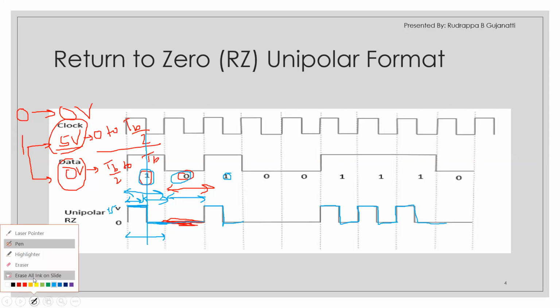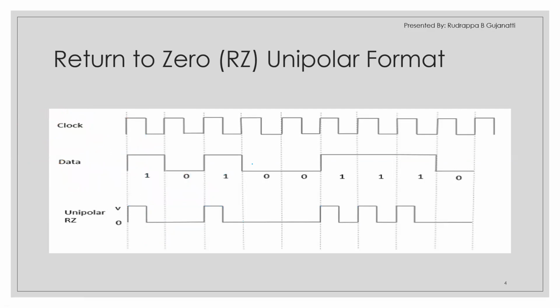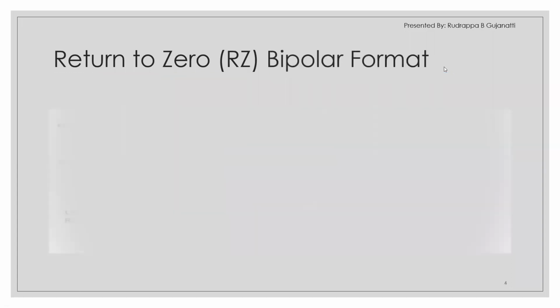In the case of return to 0, since the signal returns to 0 during the half bit interval, we term this return to 0. And since only one polarity, that is 5 volt, is used, we specify it as unipolar format.